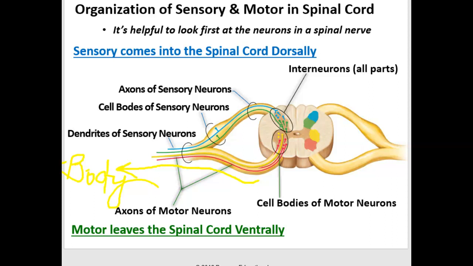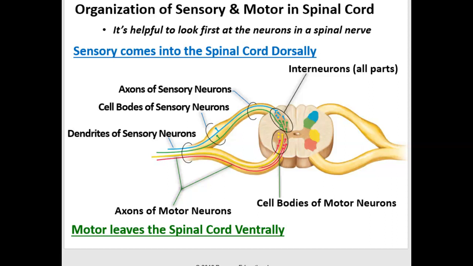There. Okay. So what we have in this gray matter are motor neurons, the cell bodies of motor neurons, and then the axons of motor neurons travel out the ventral root and into the spinal nerve.